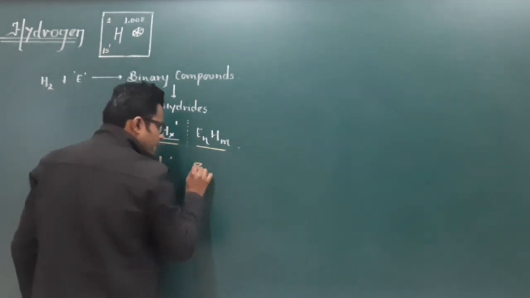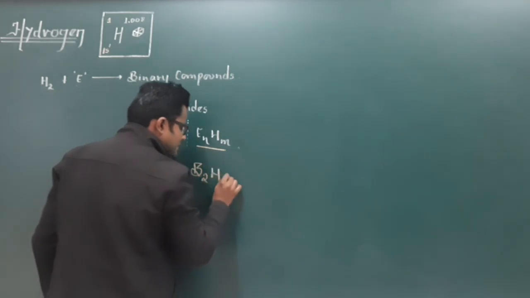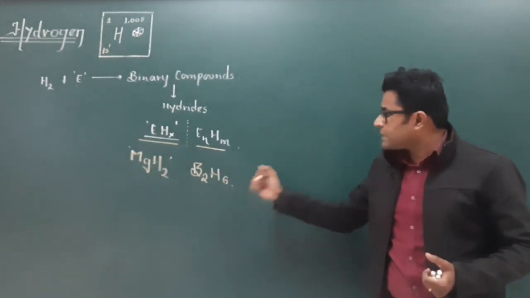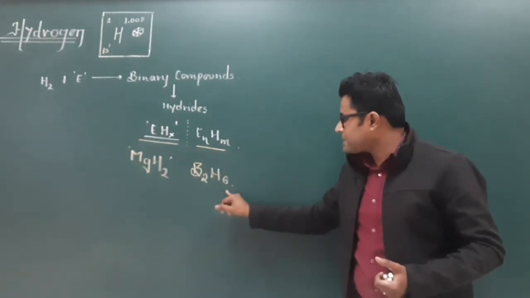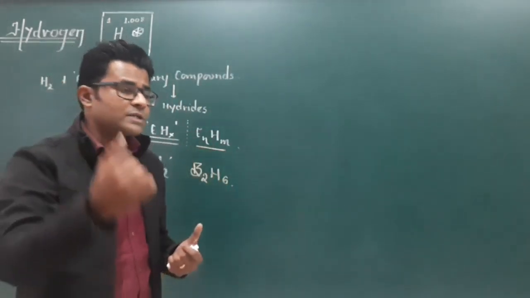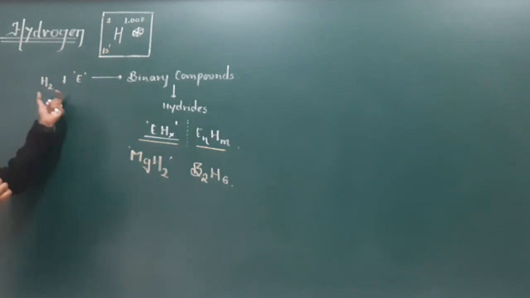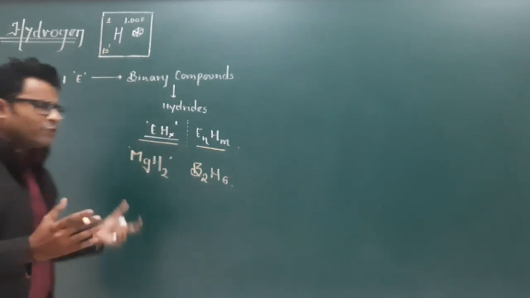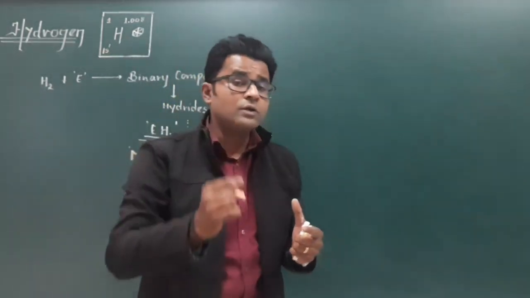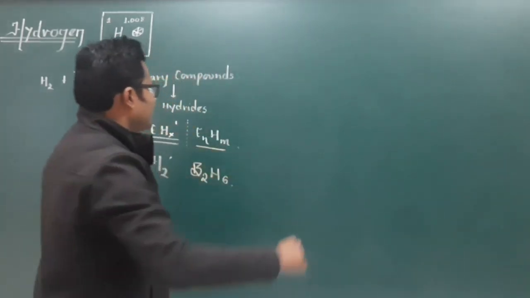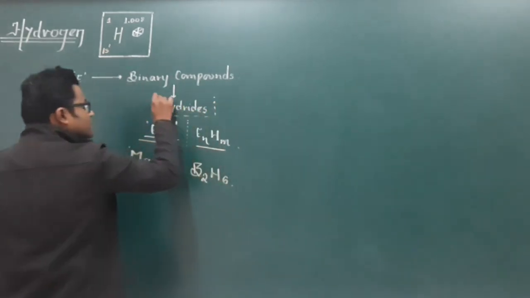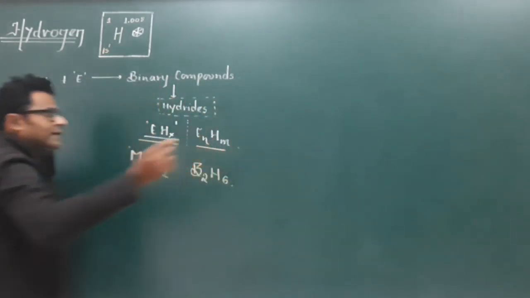Similarly, B2H6. These are called diborane or boron hydrides. In this particular case, n is 2, m is 6. So these are the binary compounds formed upon reaction with hydrogen. Therefore, hydrogen usually has a tendency to react with most of the elements at specific conditions to form binary compounds, and those binary compounds we call hydrides. Right? Now, there are different types of hydrides.